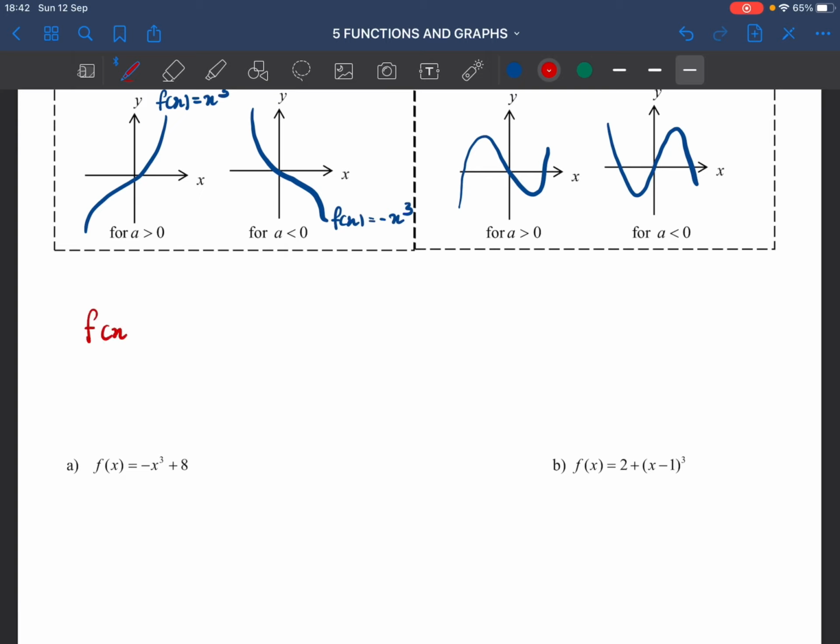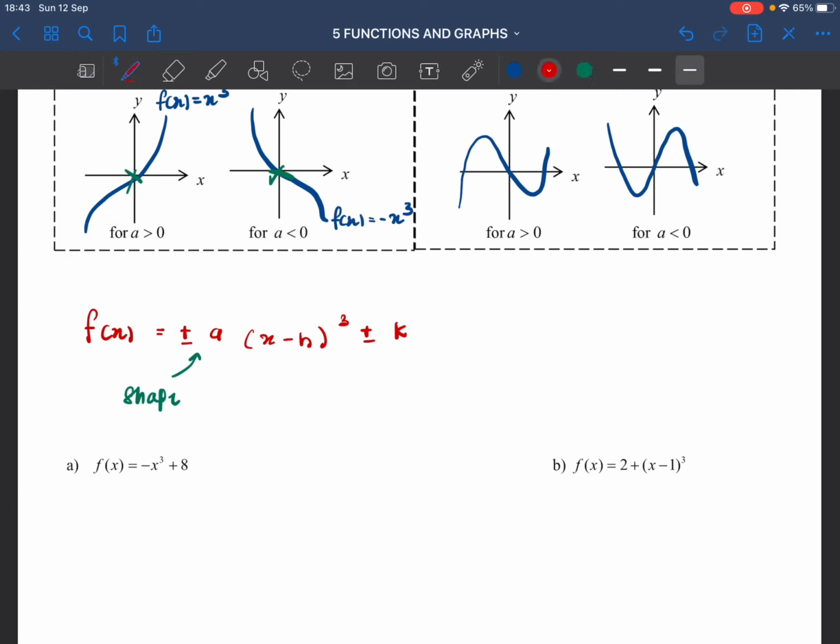Kita ada fx equals to, so general kita ada plus minus a, x minus h cube plus minus k. Alright, so this determine your shape. Okay, ini plus minus a determine your shape. So kalau positif daripada kanan lah, kalau negatif daripada kiri. And then hk dekat sini akan determine kita punya inflection point. So apa tu inflection point? Ini ialah inflection point kita. Okay, so graph kita tu akan inflect dekat mana.